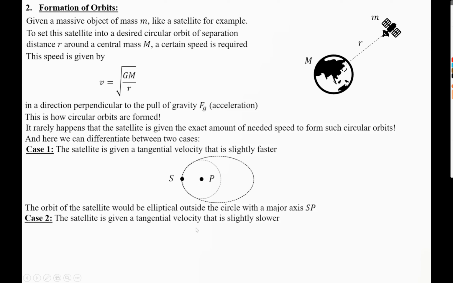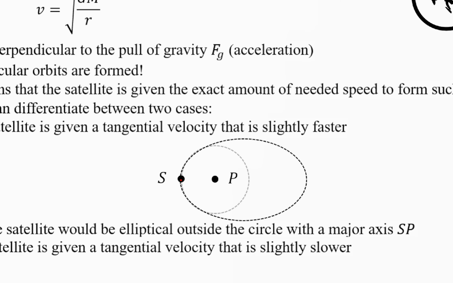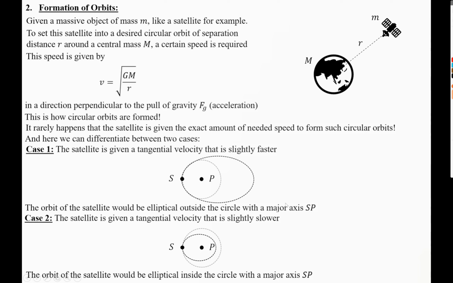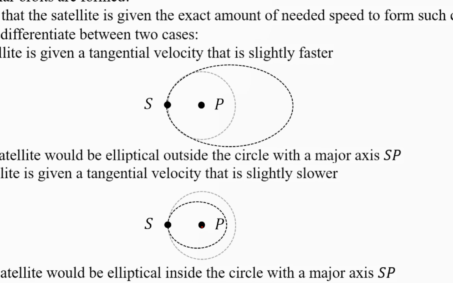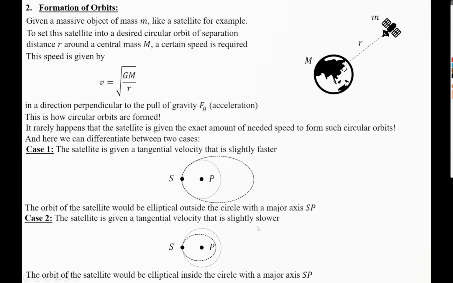Now if the satellite is given a tangential velocity that is slightly slower, suppose we inject for the satellite an amount of velocity in the same tangential direction, but the value of the speed is slightly slower. In this case, the orbit of the satellite would also be an ellipse, but contained inside the circle, with P being one of the foci, and SP would again be the major axis. Then briefly, in order to form circular orbits, this amount of speed exactly should be given, but this rarely happens.